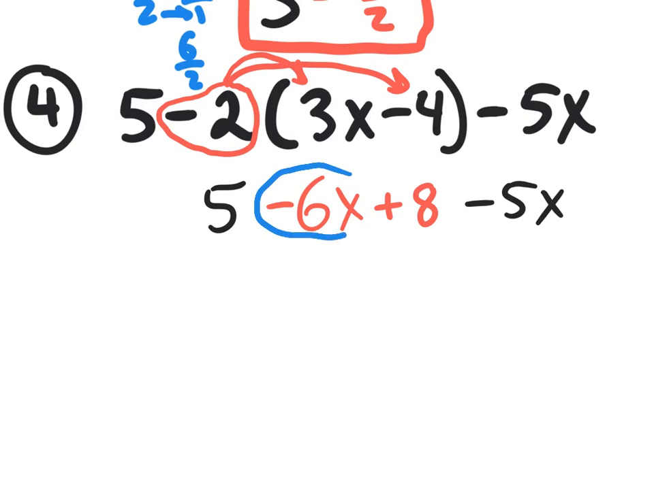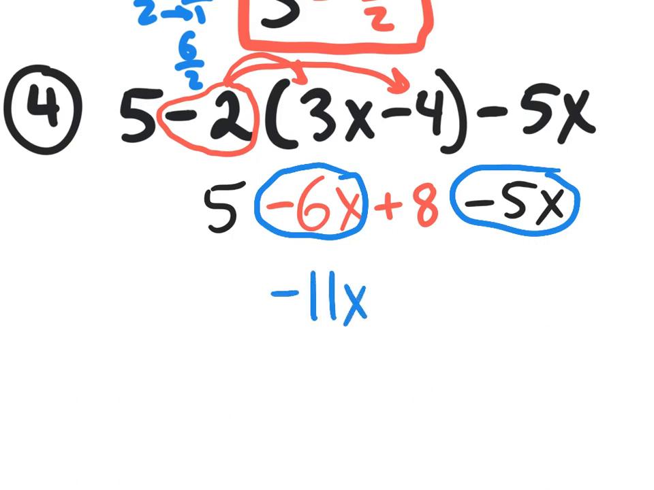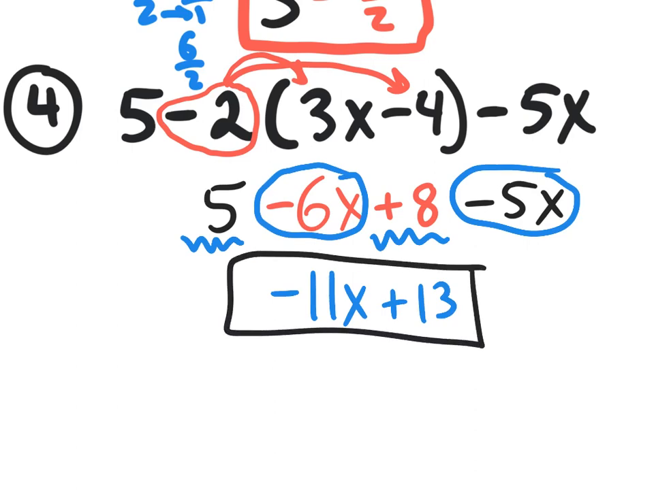So the negative 6x combined with the negative 5x. If you owe somebody $6 and you owe somebody else $5, you're going to owe a total of $11. So minus 11x or negative 11x. And then this positive 5 with that positive 8, that's positive 13. Ladies and gentlemen, that is the answer to number 4.